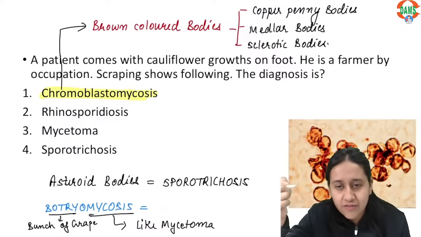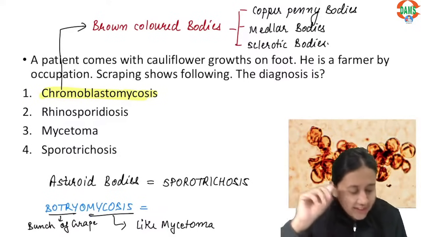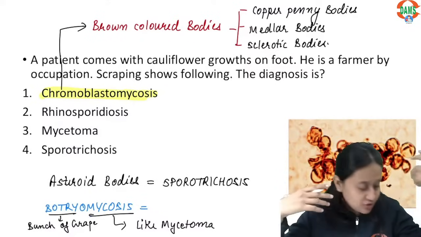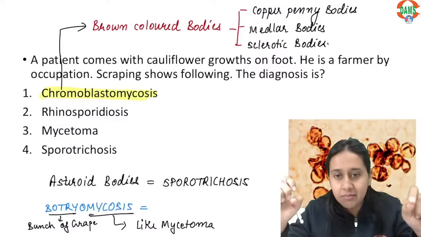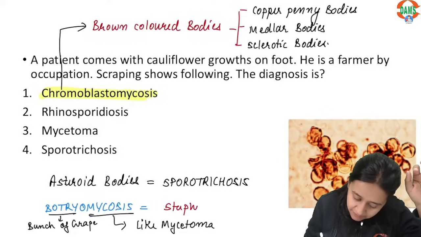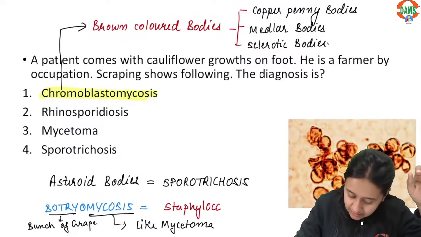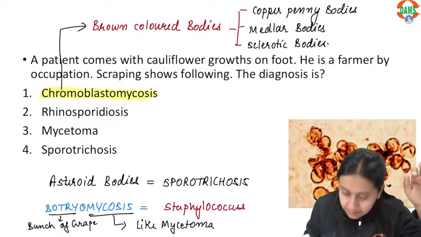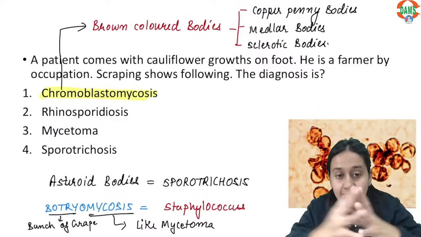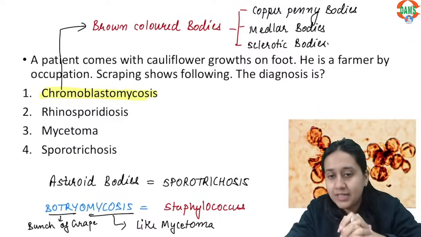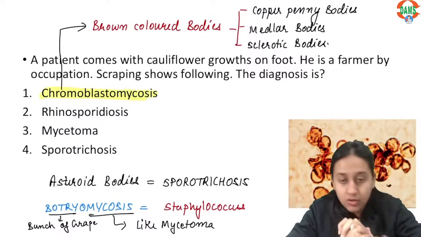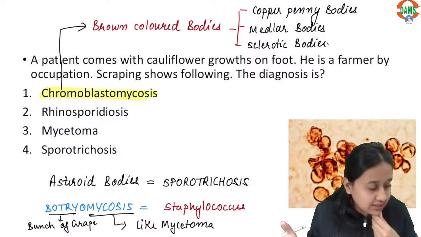Where did you read about bunch of grape in your microbiology classes? Anyone? Did you read anywhere something related to the bunch of grape, the appearance resembling the bunch of grape? Very nice. Please remember, it is a staphylococcus infection. Sometimes staphylococcus presents in a very similar manner like a mycetoma. They have tumorous swelling, they have discharging sinuses, and this type of mycetoma-like lesion due to staphylococcus is known as botryomycosis.